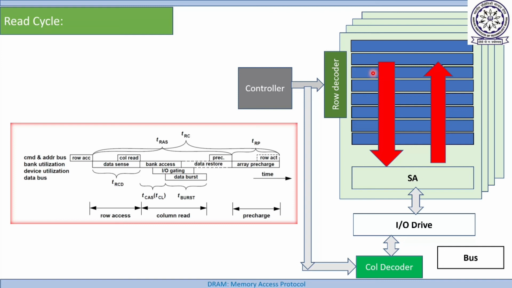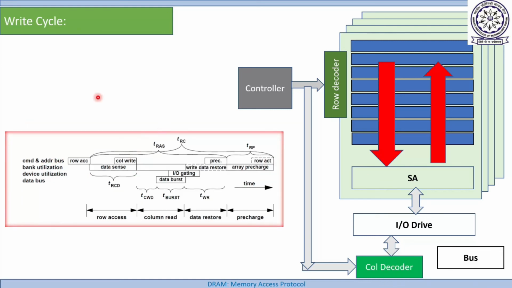That means if every time you try to read a new row, the total time required to access a row is actually T_RAS plus pre-charge time, because both times are required, because without pre-charging you cannot activate and start reading another row. So this is the complete read cycle.